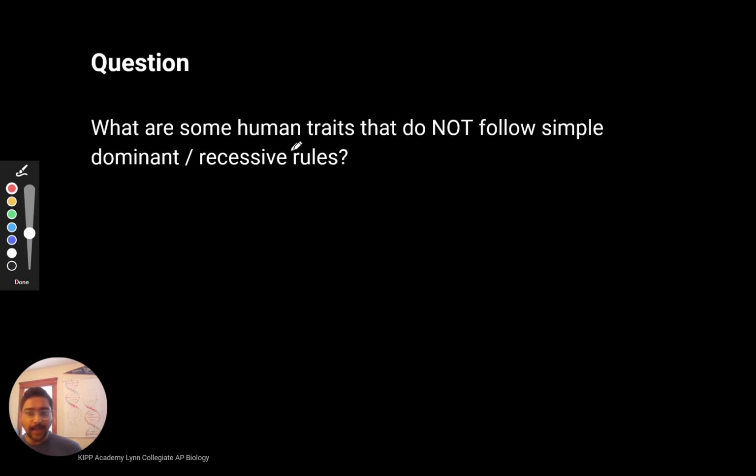But this is not true of all human traits. We don't always follow the dominant and recessive rule. For example, hair. Our hair does not just get masked by one of our parents. It might not look exactly like either of our parents. Eye color, for example, is not always the same. Height is certainly not one of those things that we get exactly from one parent or another. And so these things cannot be explained by simple recessive dominant rules. And so we're going to try to think about how these would occur.